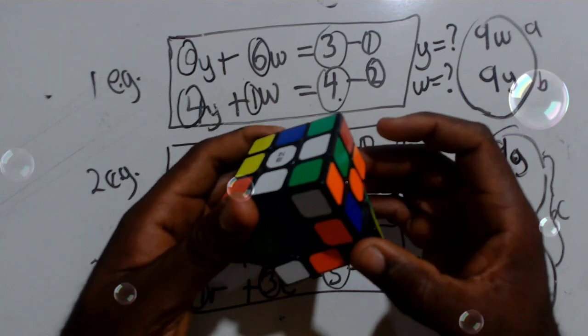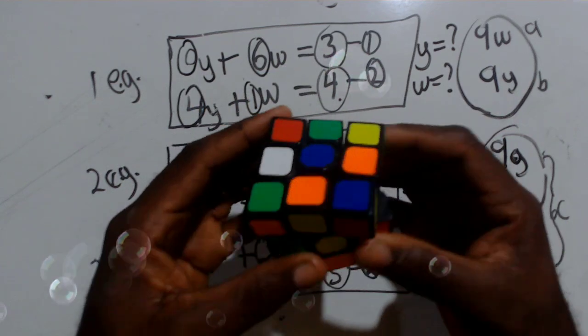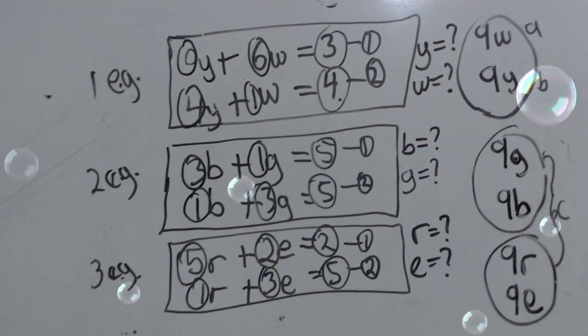So meet up with me. Let's see whether you can write simultaneous equations from a scrambled cube and then figure out what values come out of it. Thank you very much.